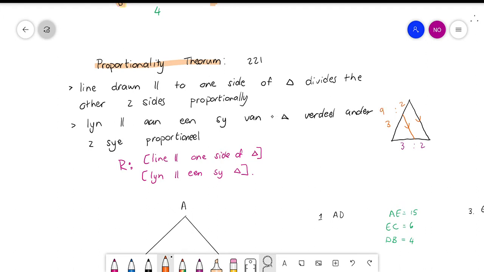9 and 6 centimeters, which if I simplify that, I get 3 to 2, and this might be, let's say, 12 and 8 centimeters, en as ek hom gaan vereenvoudig, kry ek weer 3 tot 2. So dit is wat hierdie ene vir my sê.